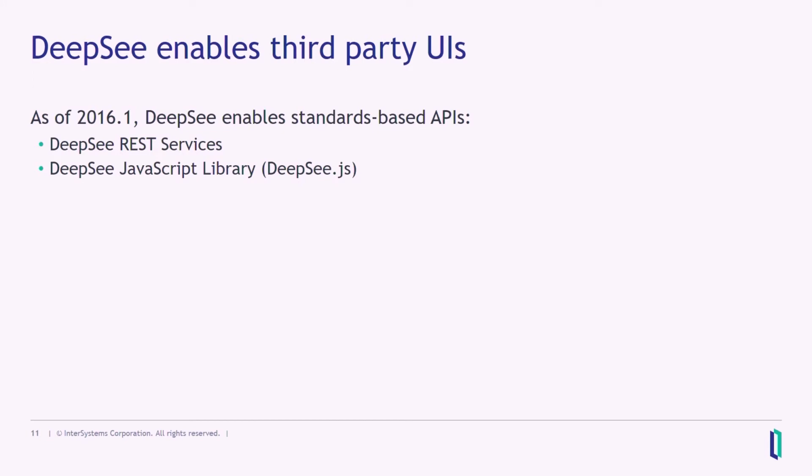So what have we done in terms of making it easy for people to use third-party technologies? We've done a couple of things. The first thing is we've exposed DeepSee through a series of RESTful services. And the second thing we've done specifically for JavaScript developers is we've delivered a DeepSee JavaScript library with a number of objects on it that allows you to fire queries against the underlying engine and retrieve the data. So let's look at the first aspect, which is the DeepSee REST services.